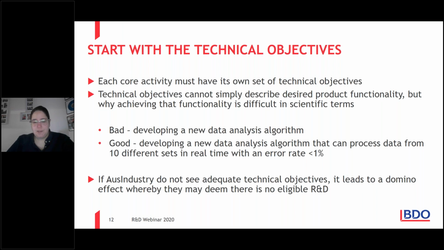And when I said it can be a bit of a domino effect, if AusIndustry doesn't see tech objectives that make sense, then because everything is closely linked, they might come back and say, I don't understand any of this, you need to explain all of this to me again.